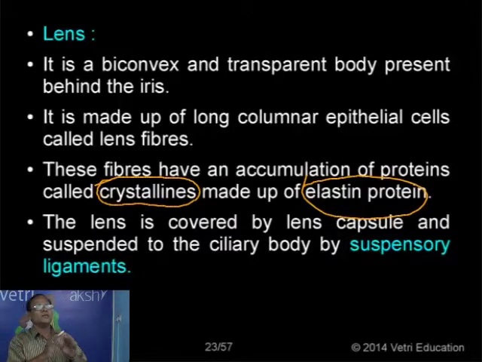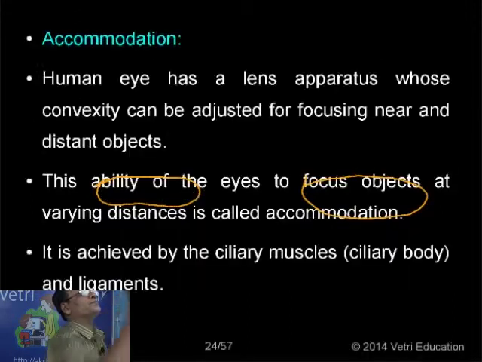The entire lens is ensheathed by the lens capsule, and the lens is suspended to the ciliary body by suspensory ligaments. So the contour of the lens, the convexity and shape of the lens, can be altered because the lens is connected to the ciliary muscles by means of suspensory ligaments.